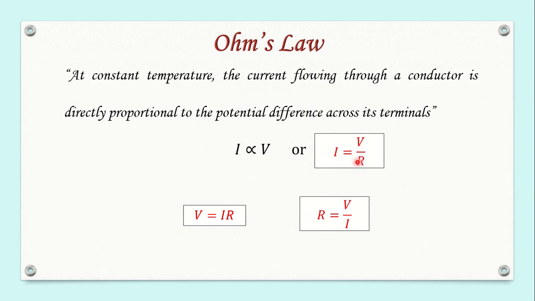This equation can be represented in two more forms. From this equation we can write V is equal to I into R, that is V equals IR, and R can be written as V divided by I. All these three equations are very important. These are the basic equations relating voltage, current and resistance.